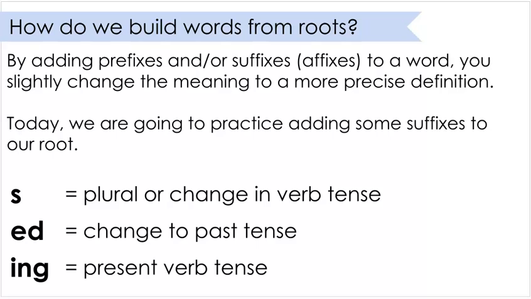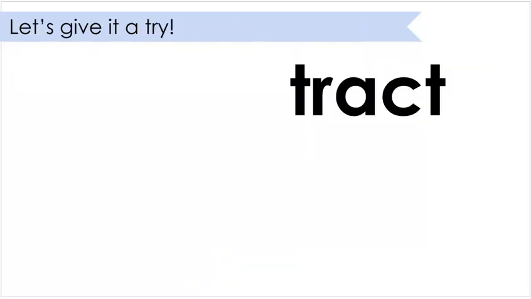These are very common suffixes that we see, and we learned what they meant probably a couple of years ago, but we're going to continue to practice them to see how they impact words. So we know that S can make a word plural, or it can be a change in verb tense, kind of a present tense verb, or depends on how many, what kind of subject it is, plural or singular. Ed is a change to past tense, and ing is a present verb tense. Let's give it a try.